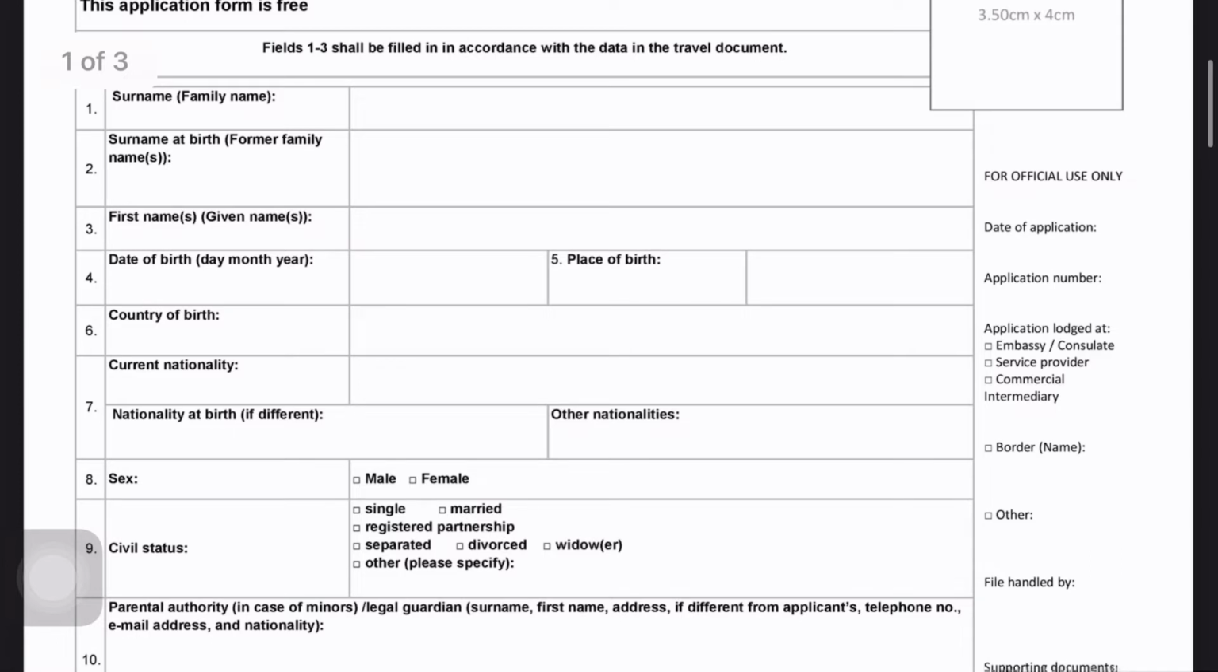Then country of birth, the place where you were born. Then the current nationality. Seventh is nationality at birth. It's going to be the same unless you have dual nationality. Then other nationality is optional, if you have one then you can fill it. So the eighth is your sex, male or female. Then civil status, like single, married, divorcee, or whatever it is.